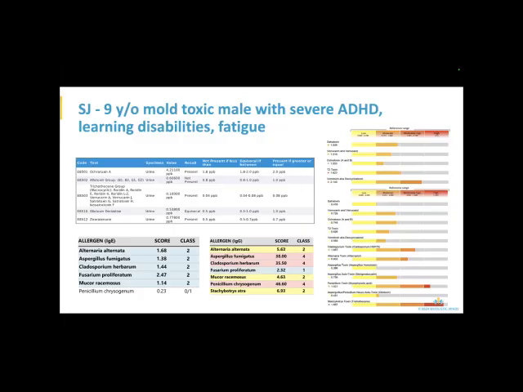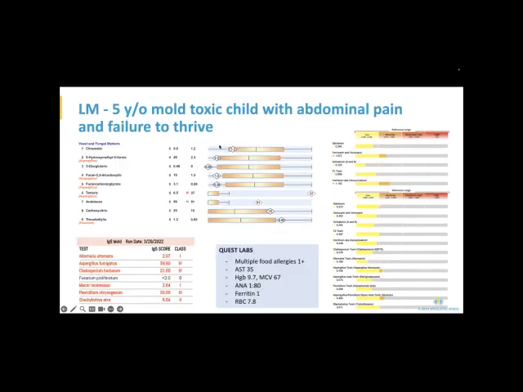Now, how do these tests kind of add up? You can see that they do correlate pretty well. And again, the sensitivity of these antibodies are superior to the urinary mycotoxins. This was another child, urinary mycotoxins, the organic acids were positive, so were these antibodies.